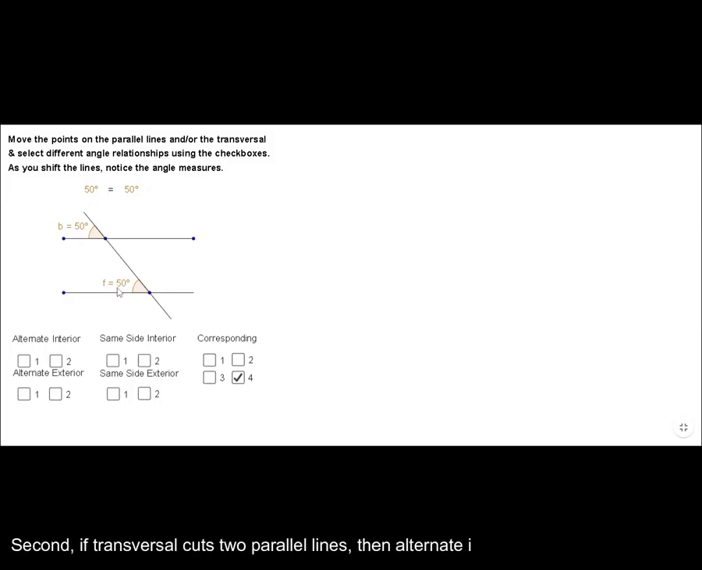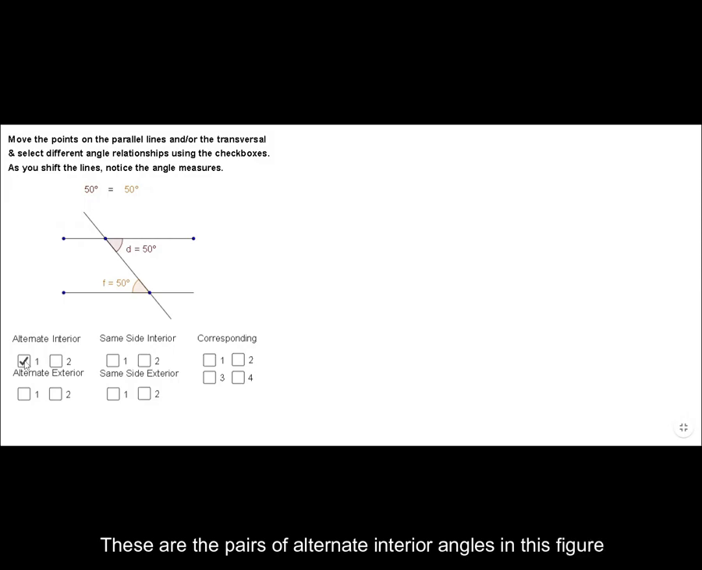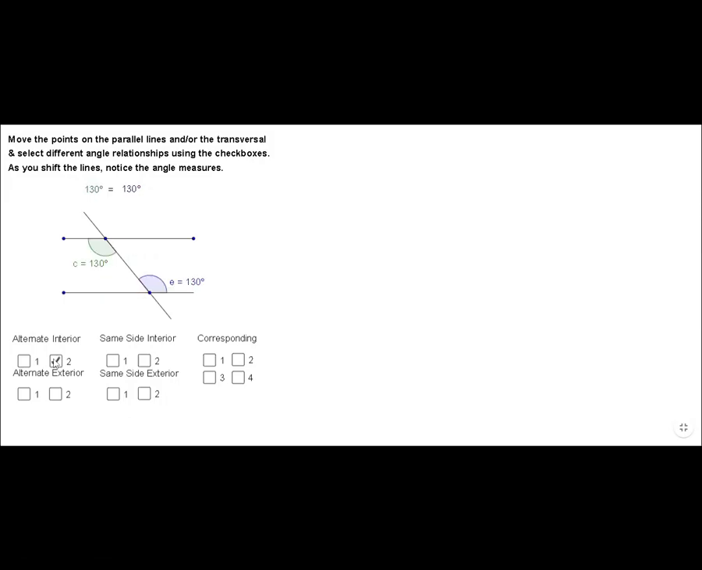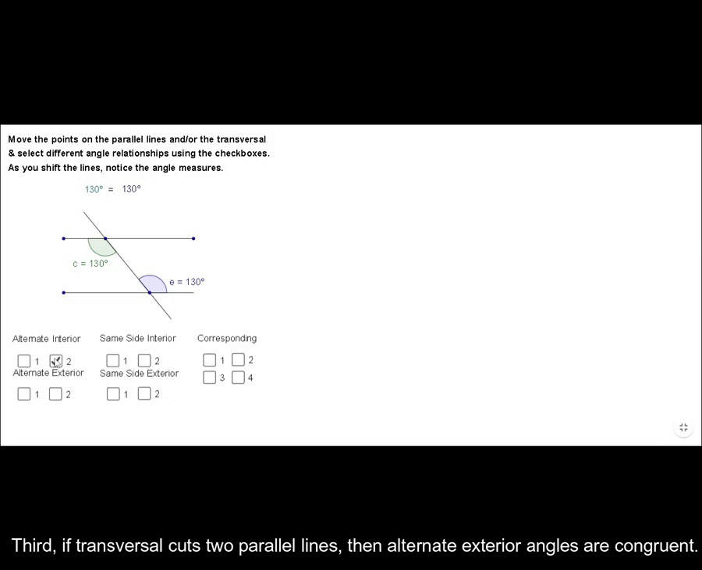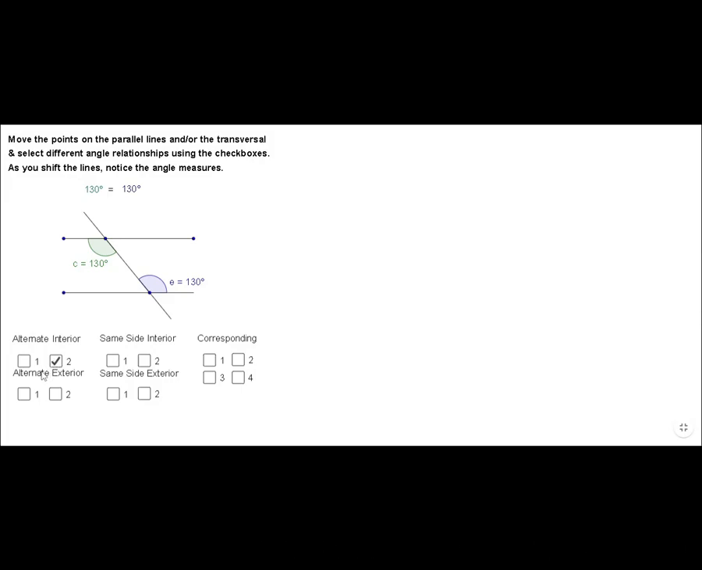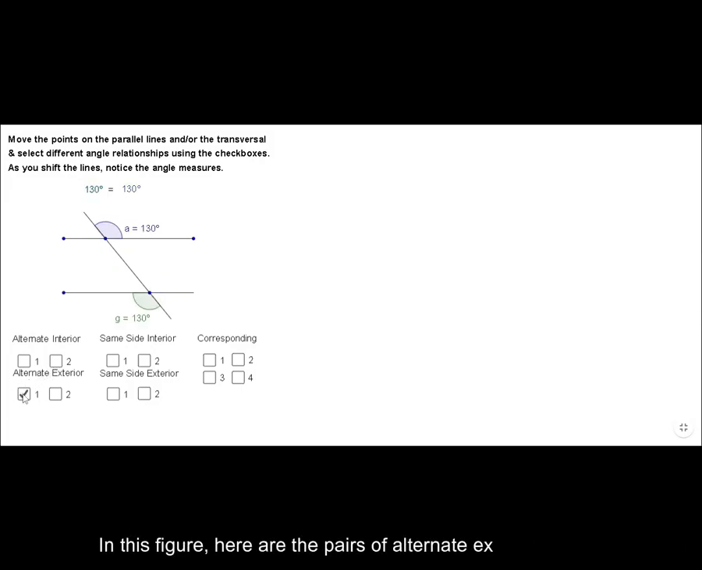Second, if a transversal cuts two parallel lines, then alternate interior angles are congruent. These are the pairs of alternate interior angles in this figure. Third, if a transversal cuts two parallel lines, then alternate exterior angles are congruent. In this figure, here are the pairs of alternate exterior angles.